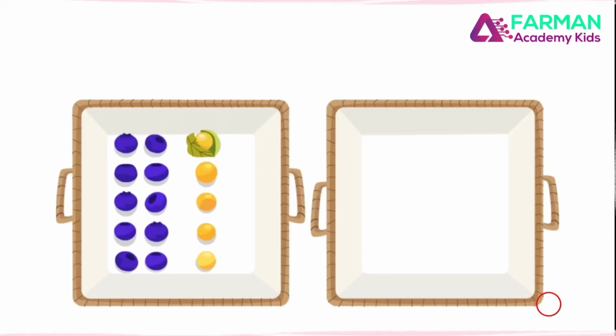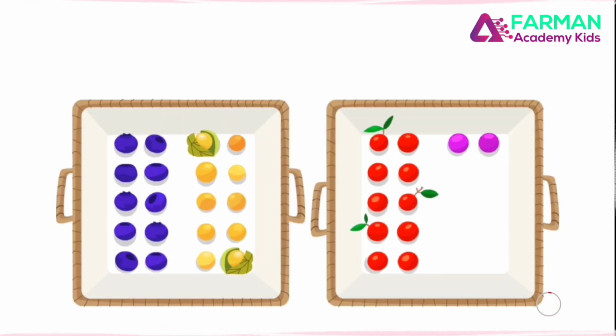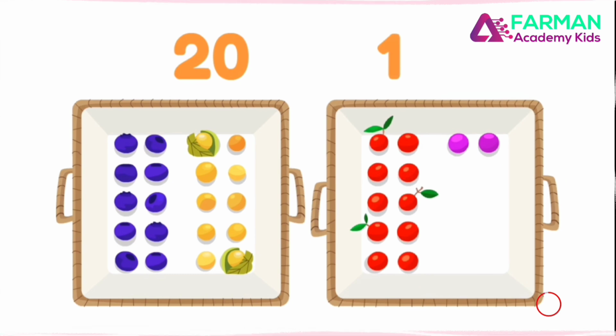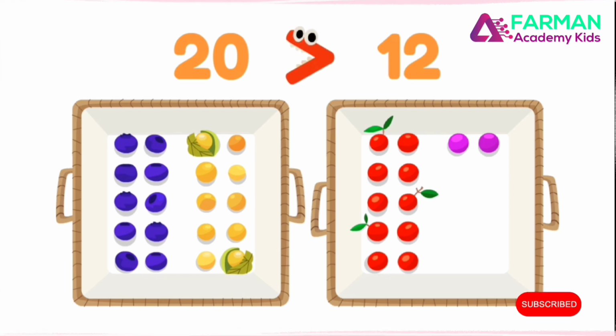I went berry picking and found lots of berries. This basket has 2 groups of 10. This basket has 1 group of 10 and 2 singles. So this one has more. That means that 20 is greater than 12. And 12 is less than 20. This is the symbol we use to show greater than and less than. The mouth opens toward the bigger number. That's easy to remember. I want to eat the bigger basket of berries too.